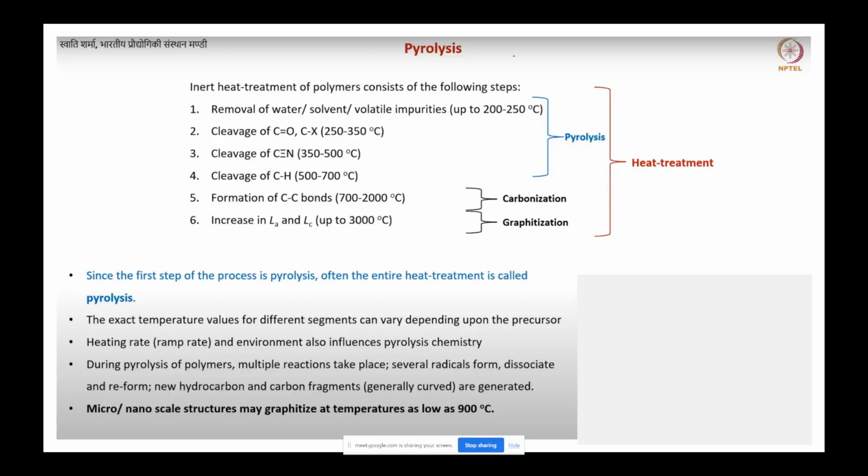So let's see here, the pyrolysis. The inert heat treatment of polymers consists of the following steps. The first one is removal of water, solvent, or volatile impurities.